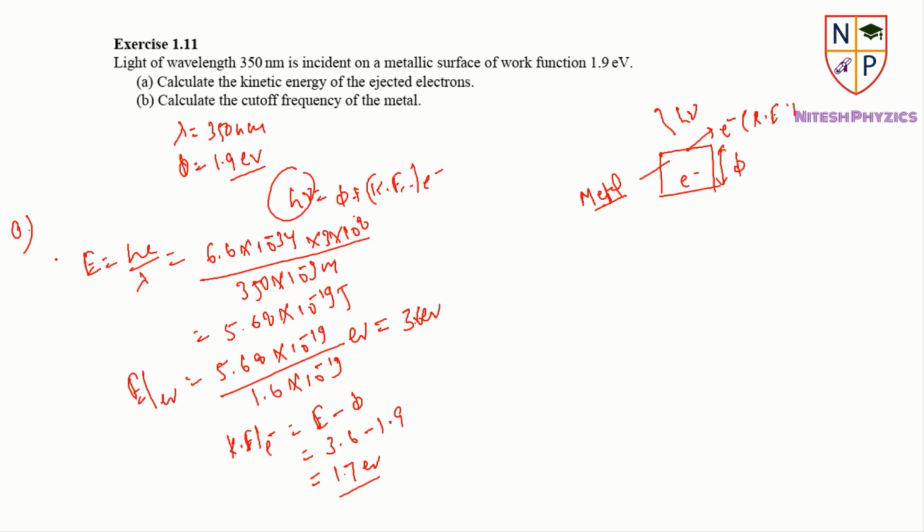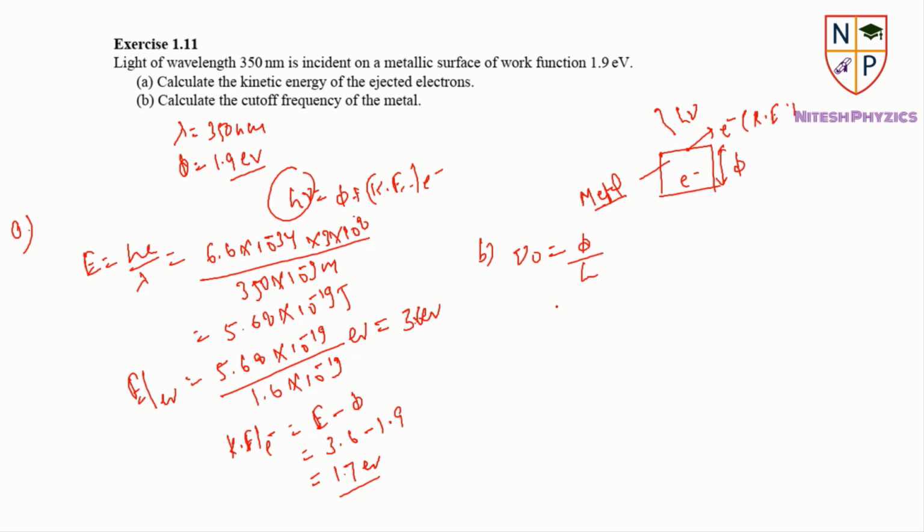Now what is asked? Calculate the cutoff frequency of the metal. So how can we calculate this cutoff frequency of the metal? It is also very easy. Listen guys, this Jetli problem is very important. You can get a question directly from that. So for cutoff frequency, we can calculate nu naught is equal to phi by h, because phi is equal to h nu naught.